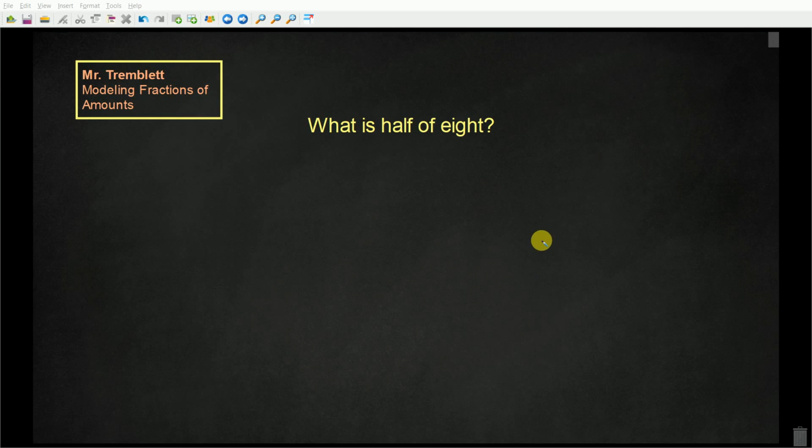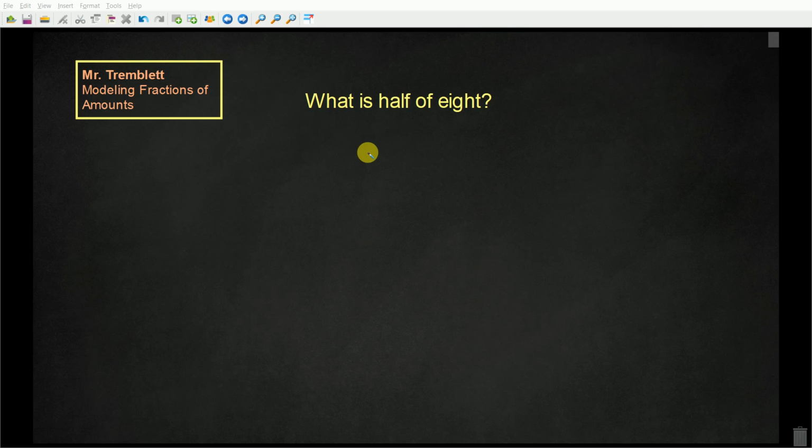So we're going to look at some examples of modeling fractions of amounts. An example that I often use is, what is half of 8? Everybody tells me 4, then we do a question and everybody gets 4/8. So take a look at a common mistake that people make.